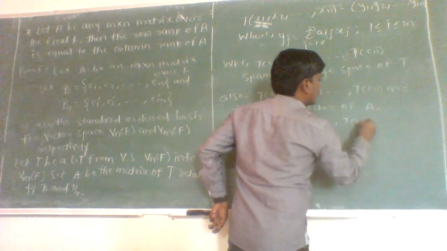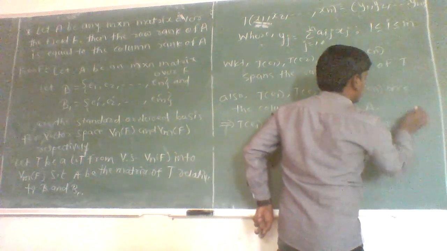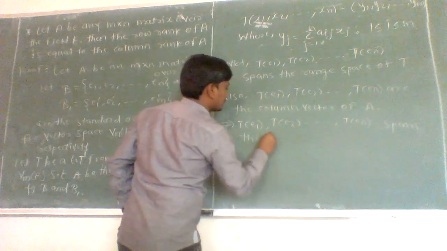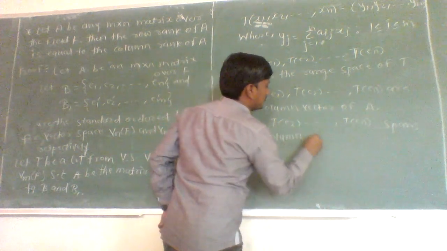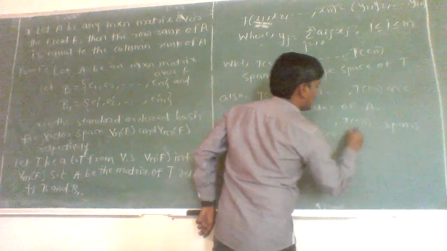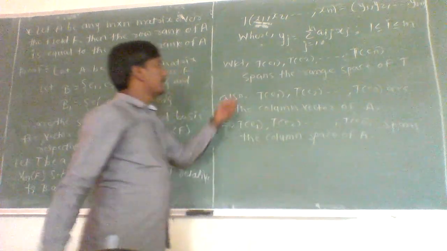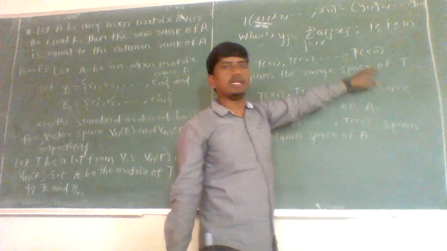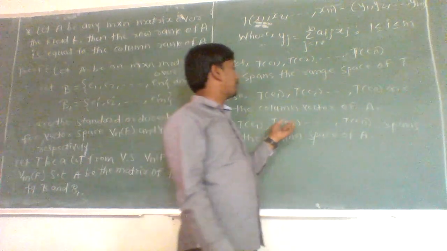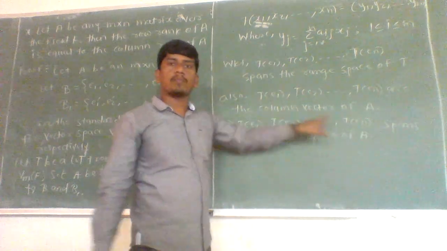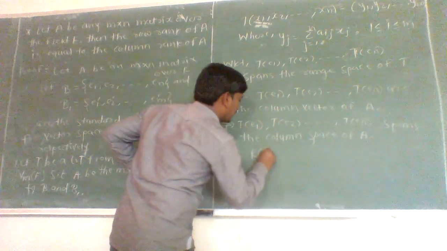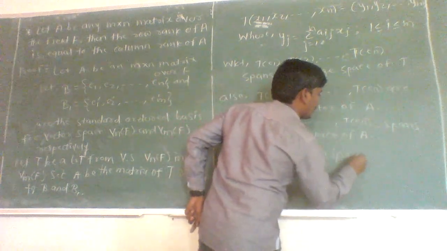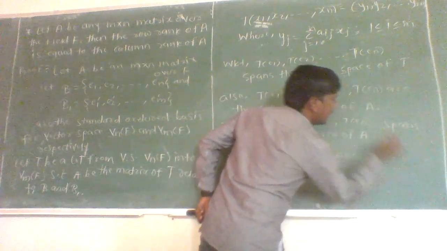So T of E1, T of E2 up to so on T of En spans the range space of T, and T of E1, T of E2 up to so on T of En spans the column space of matrix A. Then the range space of T is nothing but the column space of matrix A.